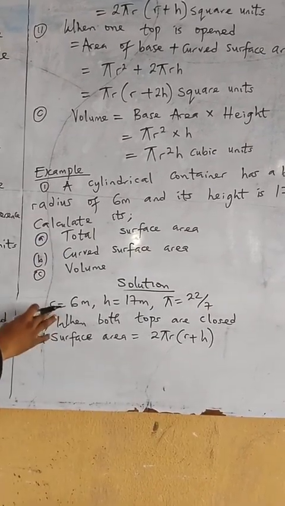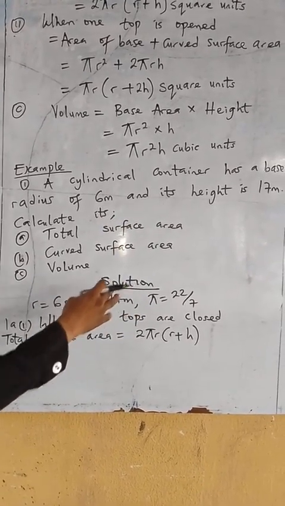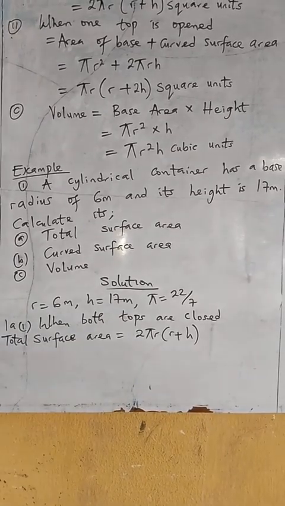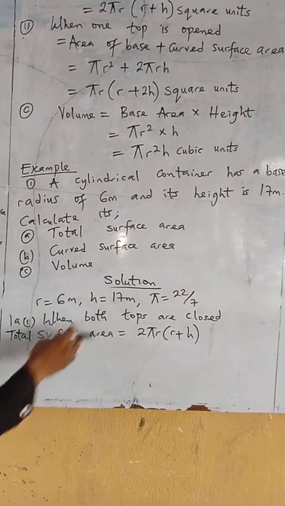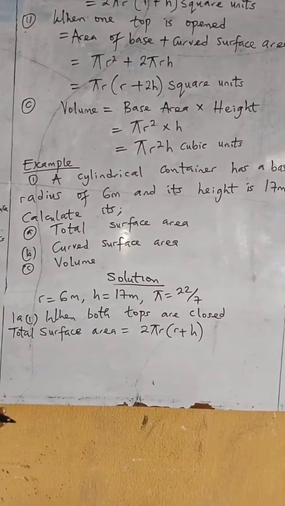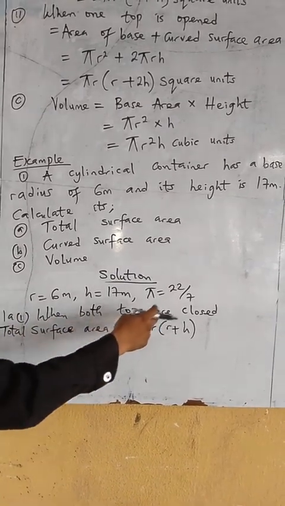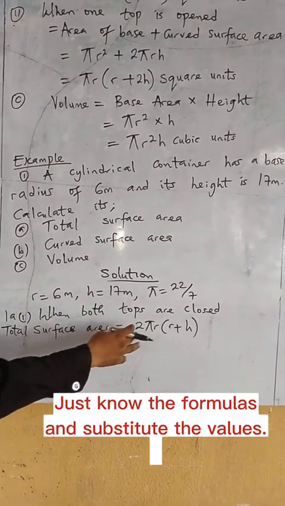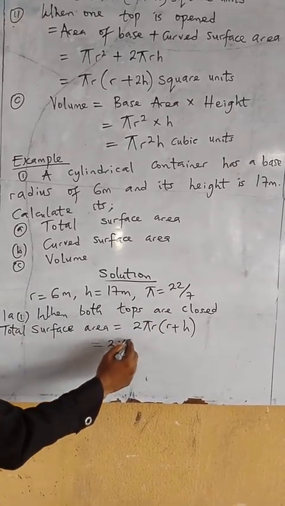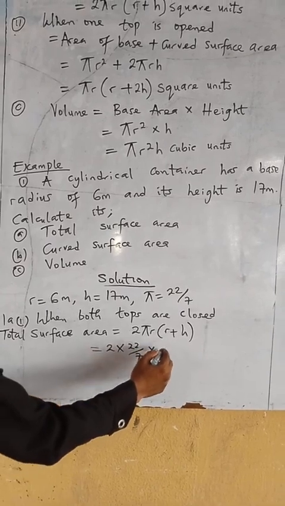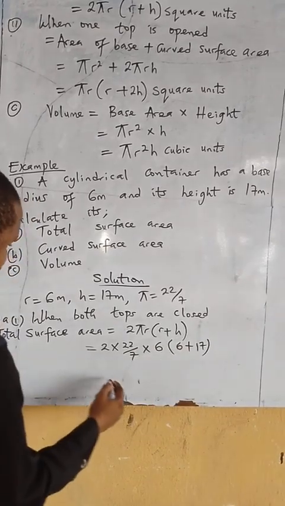From the question given here, our radius is 6 meters and the height is 17 meters. Don't forget that this pi has a constant value, which is 22/7. So it wants to calculate the total surface area. So the first thing to do is to solve it using the two conditions. So let's use the first one. When both tops are closed, total surface area will be 2 pi r in bracket of r plus h. Then we are going to have 2 times 22/7 times 6 in bracket of 6 plus 17.